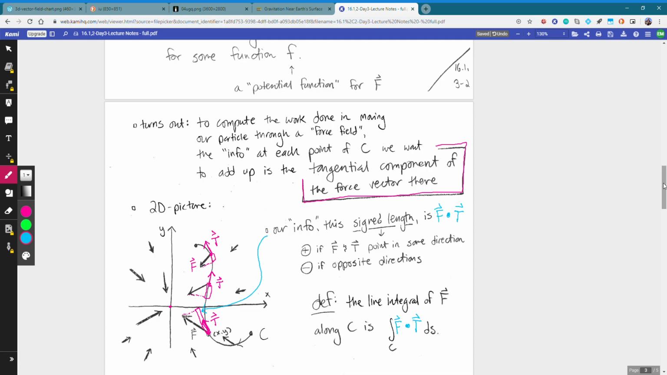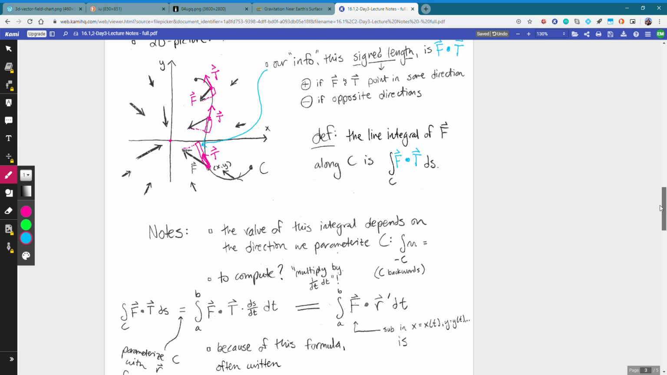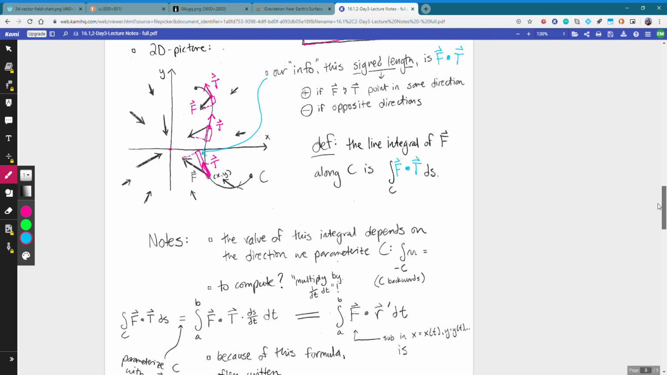And so what I'd like to do at this point is just make a few notes about an integral like this, and then we'll look at an example. So to start, the first note I want to make is that the value of this integral here, this line integral, it actually depends on the direction that we parameterize our curve.